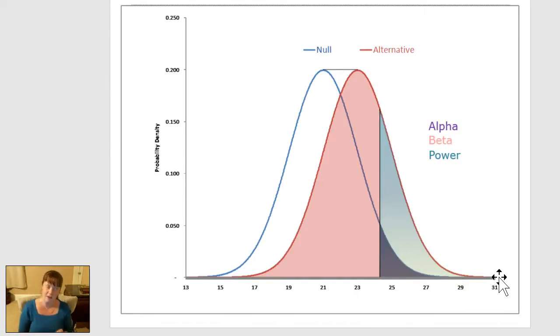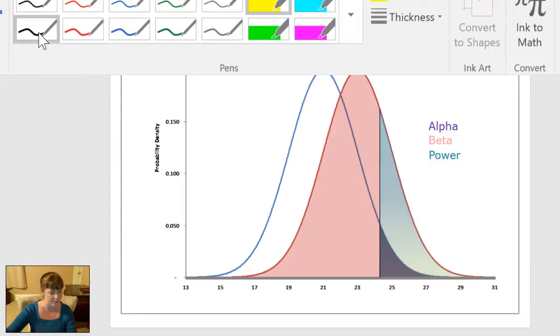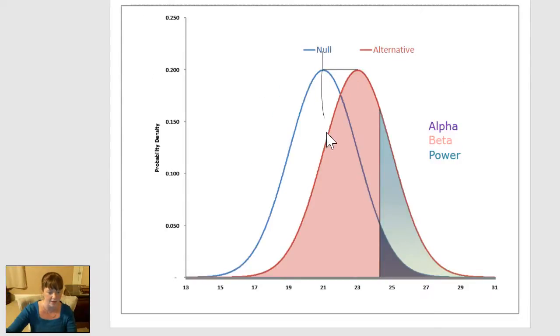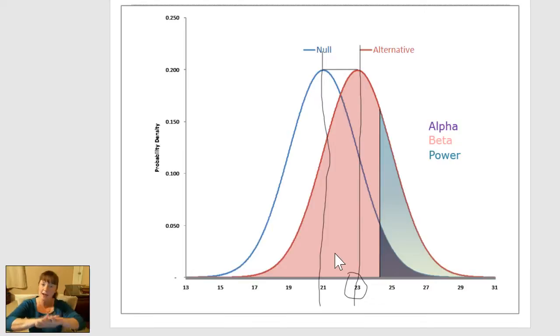So this is a theoretical, hypothetical sampling distribution of the mean where you assume the alternative hypothesis, your awesome research hypothesis, is the accurate one. So instead of being centered on 21, like the null hypothesis is, it is centered on your X bar. 23 was our X bar for this example. So the alternative hypothesis sampling distribution lays right on top of it.